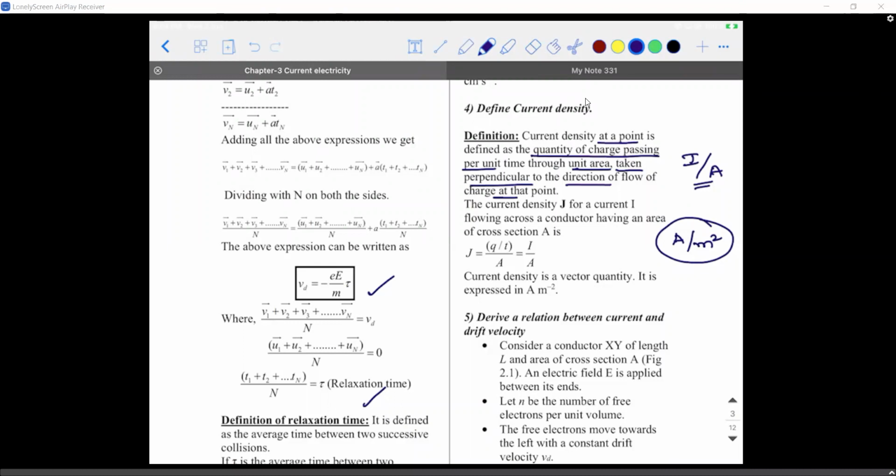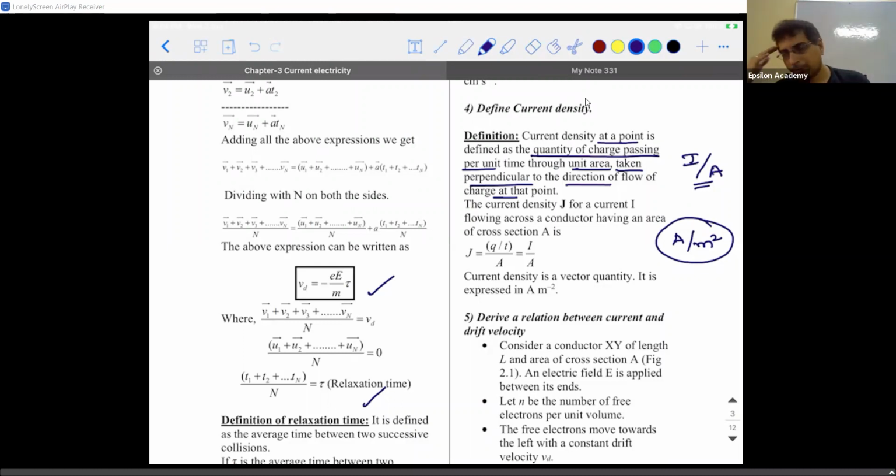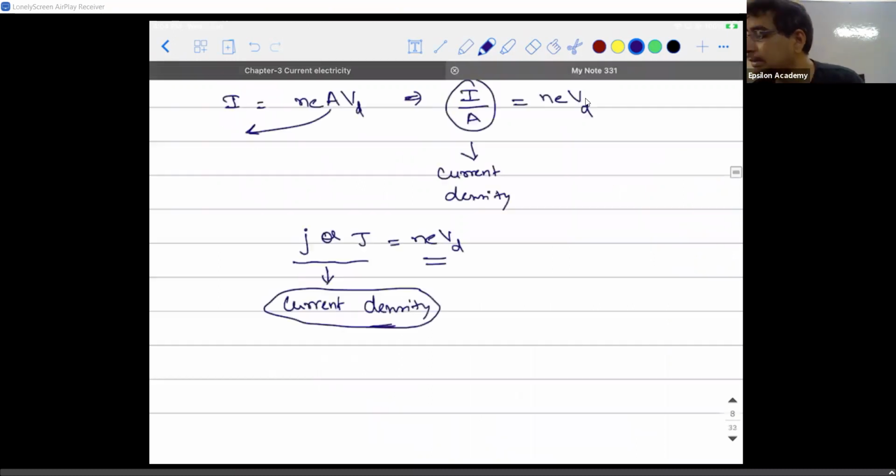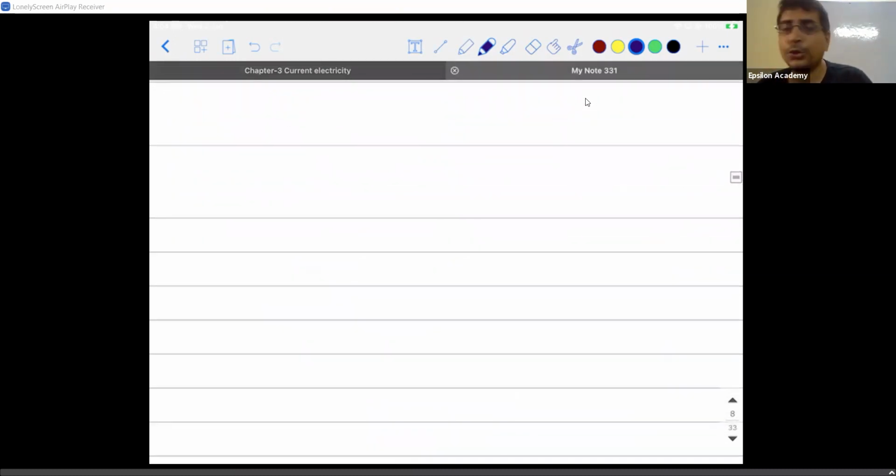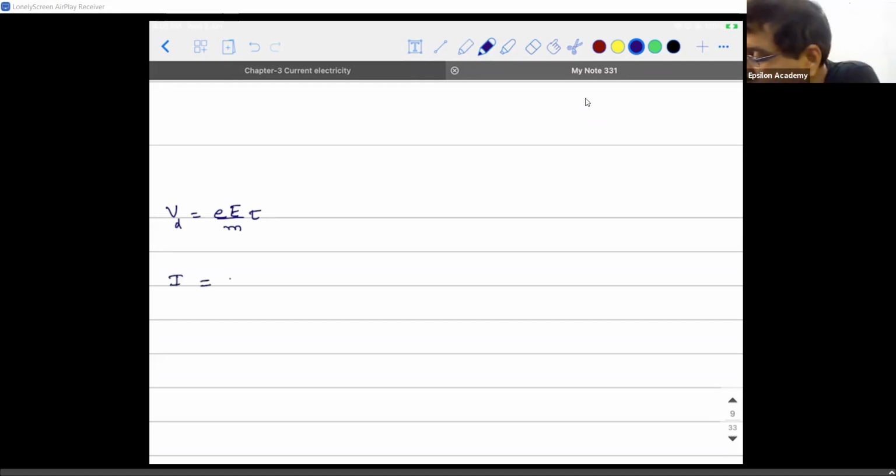Proceeding to the next important concept, first I will show you the variations that are going to take place. Till now, what are all the formulas that we saw? Vd is equal to eE divided by m into tau, where Vd is the drift velocity, small e is the charge, capital E is the electric field, m is mass, and tau is the relaxation time. And we know that I is equal to nAe Vd. This was the last derivation that we saw yesterday.